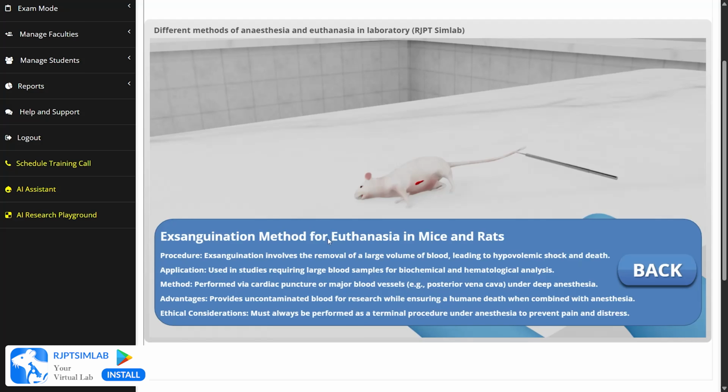when we do a cardiac puncture or damage a major blood vessel so that a large volume of blood is drained. An example of a major blood vessel is the posterior vena cava, which is located in the upper abdominal region, and this step is done under the deep effect of anesthesia.